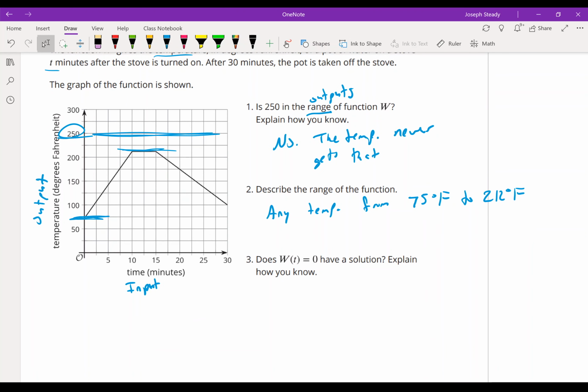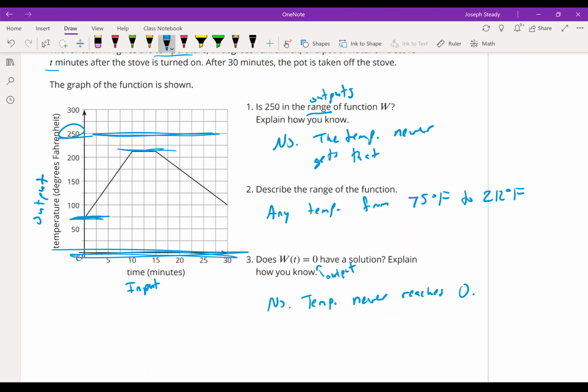The last problem they ask us to think about is, does w of t equals 0 have a solution? Or in other words, does my output ever reach 0? Well, I can see from the graph that my function never reaches a temperature of 0. So this does not have a solution. The temperature never reaches 0.